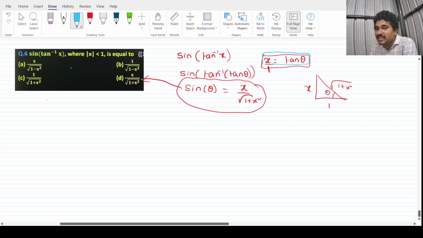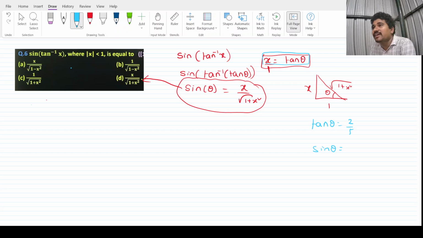In your 10th class, one question is there. If tan theta is equal to 2 by 5, find other trigonometric ratios. I created one right angle triangle. X is nothing but x by 1. You take kx and k here, then you'll understand. Then the hypotenuse will become root of 1 plus x square into k.